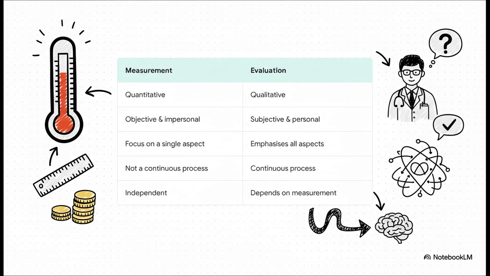Here's an analogy. Measurement is the thermometer, telling you your temperature is 101 degrees. That's a number, an objective fact. But evaluation is the doctor, who takes that number, looks at your other symptoms, and says, okay, you have the flu. The doctor gives the number its meaning, its context, its value.